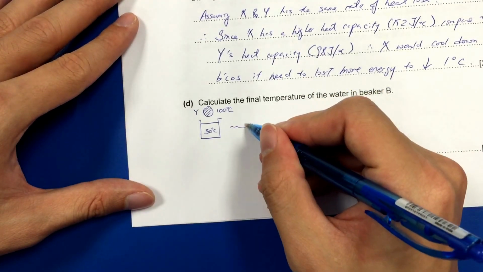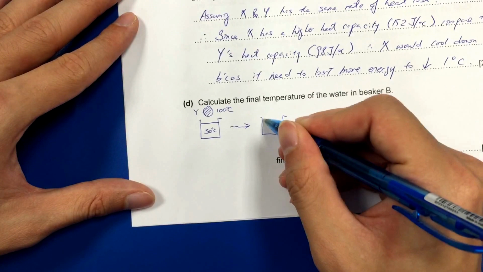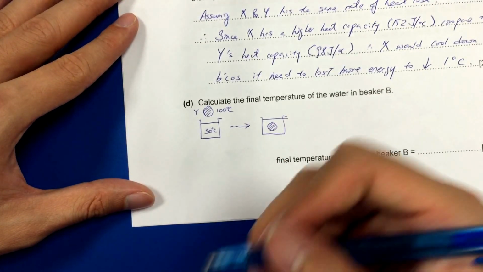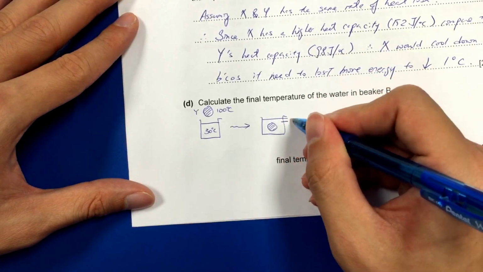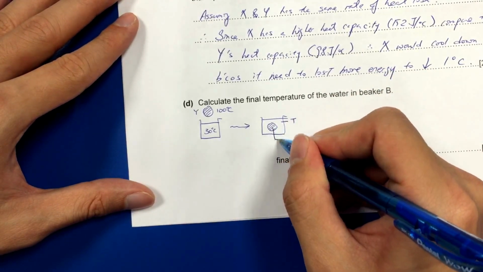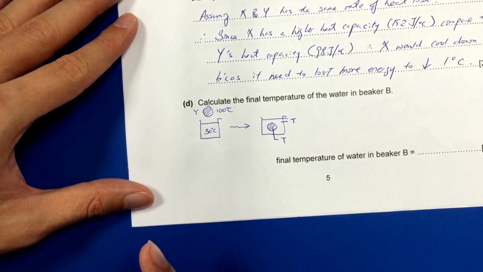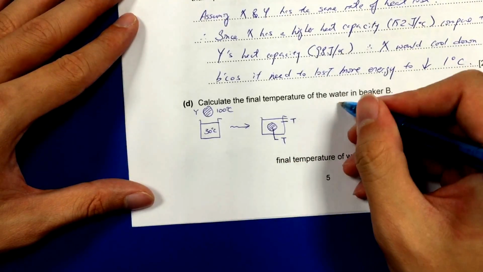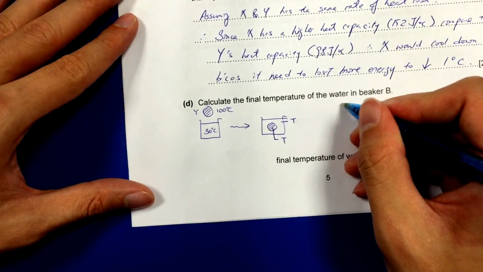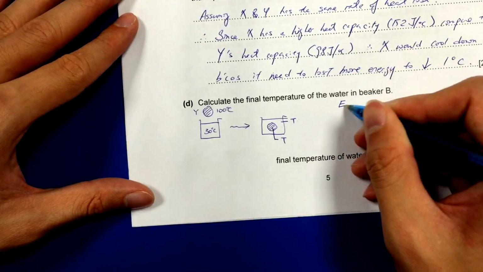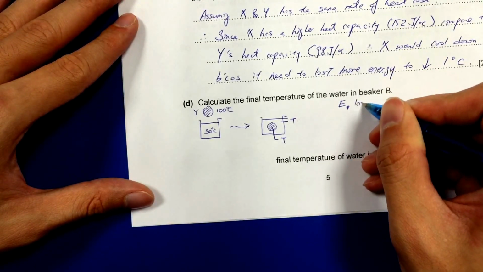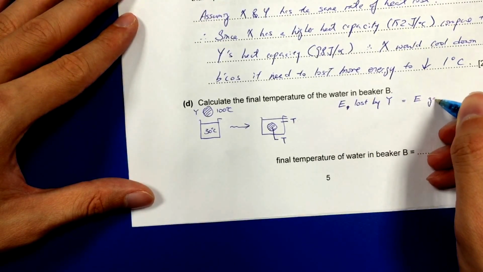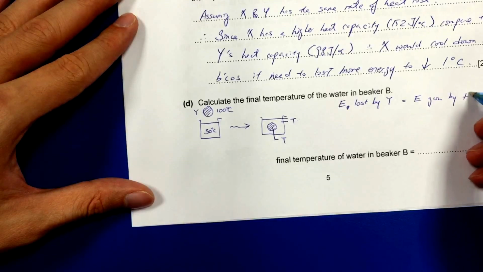So what happened after they are put in together? Eventually they will reach thermal equilibrium, right? They will become the same temperature. So the water will become temperature T, the sphere will become temperature T, but we do not know what this value is. That is what we want to find out. So use your energy equation. The energy loss by sphere Y must equal the energy gain by the water.